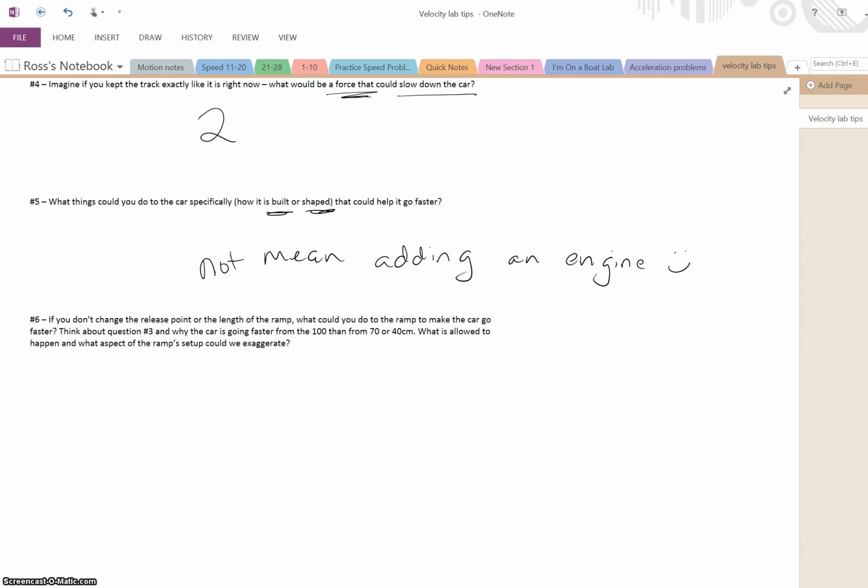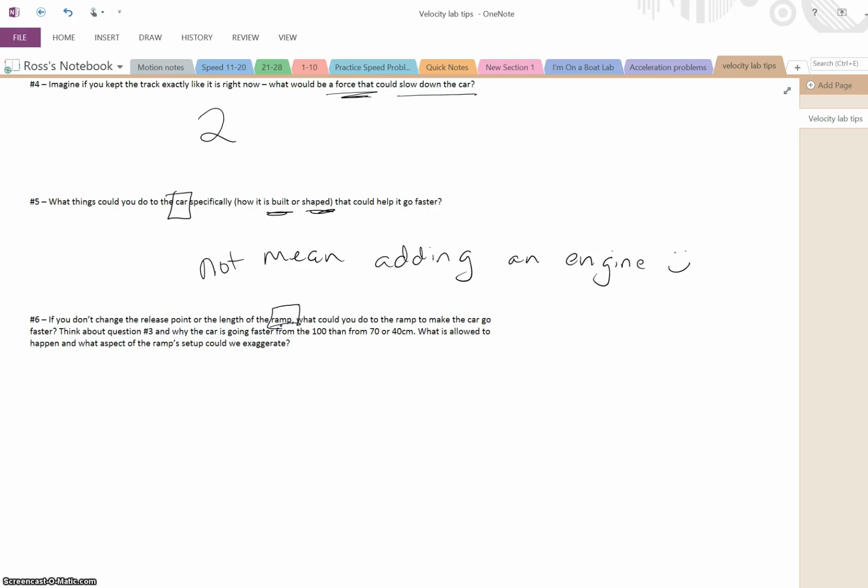Number 6 is saying describe one way you could change the ramp to make the car go faster without changing the release point. Explain why this would help. So this is now saying, okay, in question 5, we're specifically talking about the car. Now we're talking in question 6 specifically about the ramp. So we're not talking about the release point or the length of the ramp. What could you do to the ramp to make the car go faster?